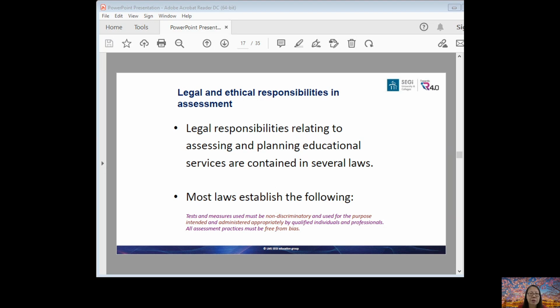All assessment practices must be free from bias. Don't make your own biased assumptions or biased interpretation. When you first observe, it is what you see and what you hear. Just write down. We are not asking for your opinion. We are not asking you to interpret. We are not asking you to evaluate first also. Just write what you see and hear.